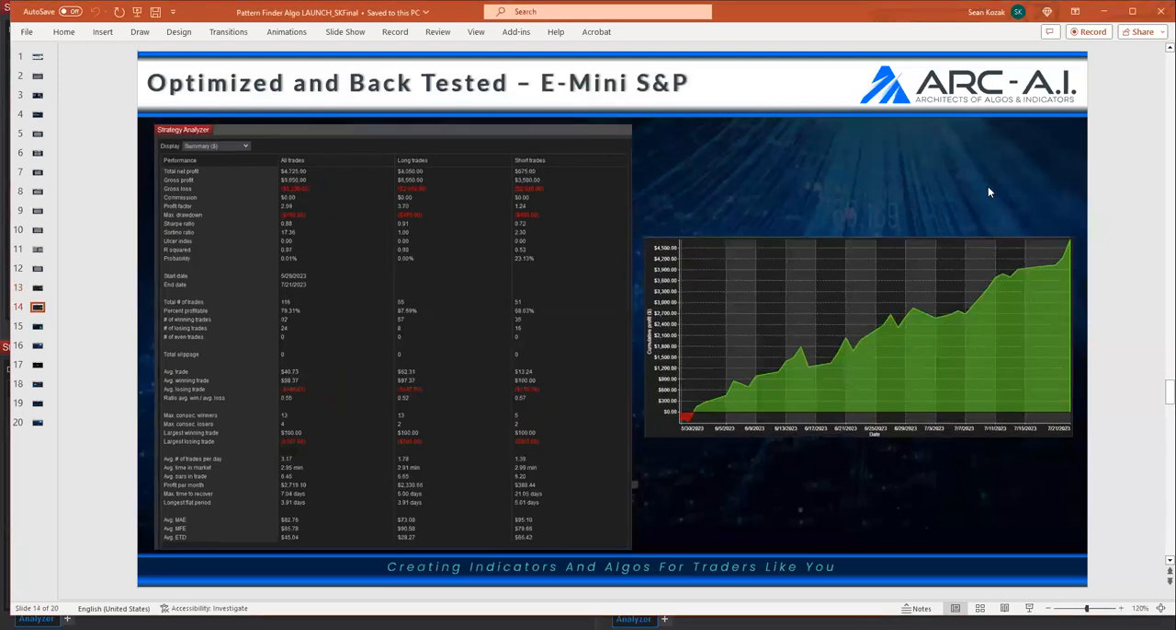Here's another example. This was S&P E-mini, okay? This one had a higher win rate, but this one was a slightly lower R multiple.